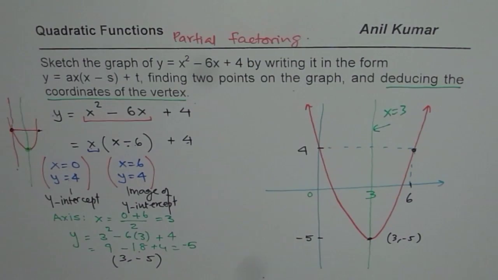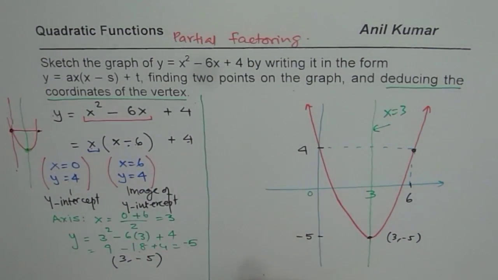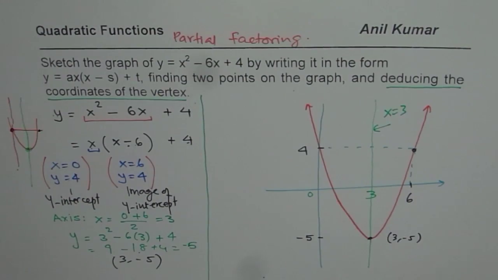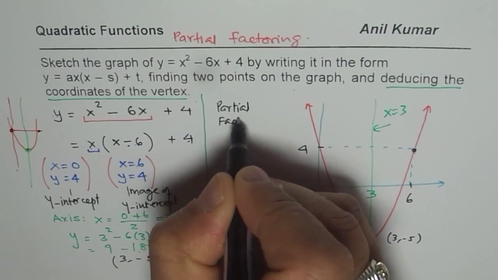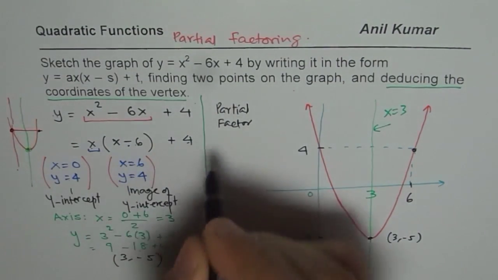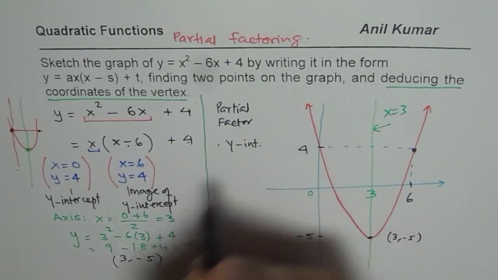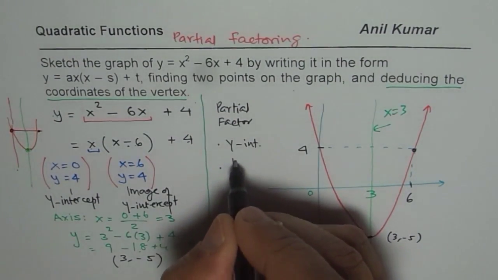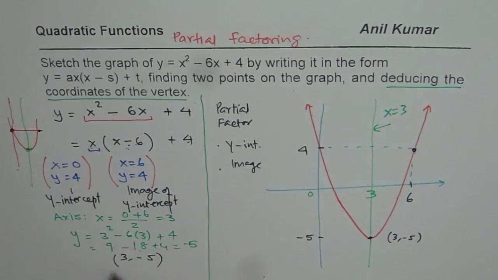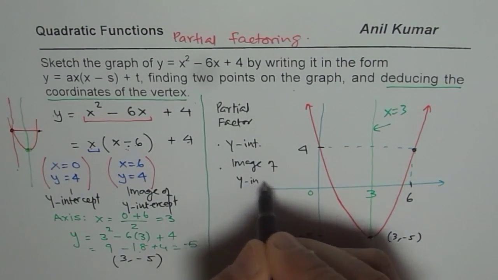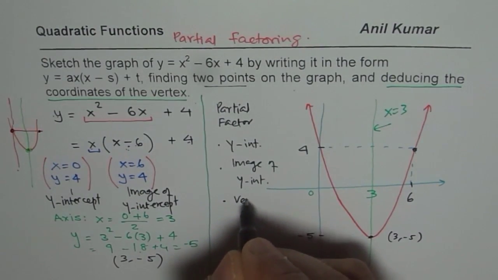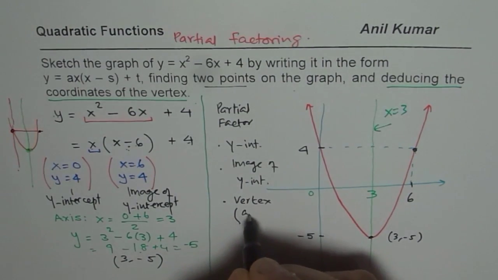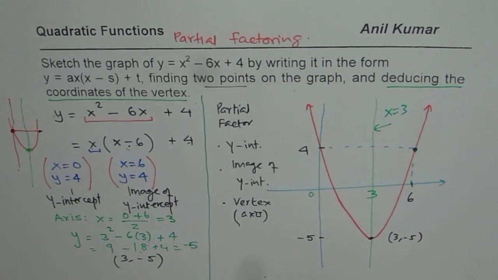That is how you can sketch the parabola, right? So the steps involved here are the following. Let's review them. First is partial factoring. Then find the y-intercept. And then the image of the y-intercept. So these are the 2 points we are talking about. And then find the vertex. To find the vertex, you need to find the axis. So once you have this information, you can sketch the parabola. That is how you should do it.